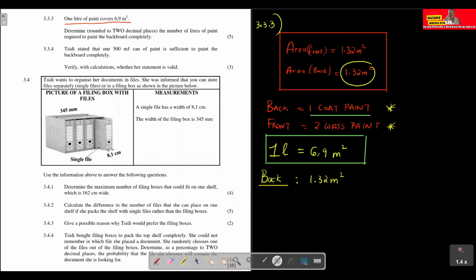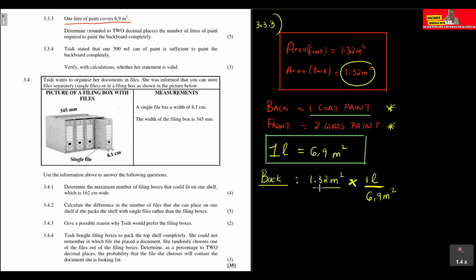All right, so we're going to take that 1.32 meters squared and multiply by what we want. What do we want? We want to determine how many liters of paint we need. So we're going to multiply by 1 liter divided by what we have. You've got your units in meters squared, so it's going to be 6.9 meters squared. Here you should see that the units for meters squared and meters squared should cancel for you to just have your answer in units of liters.